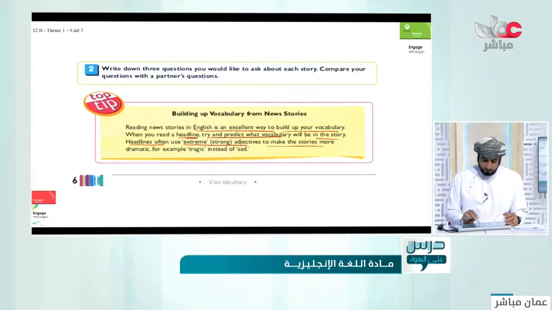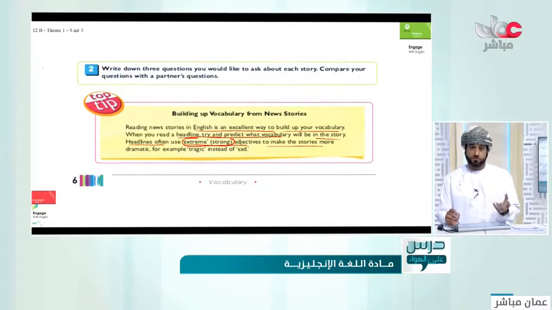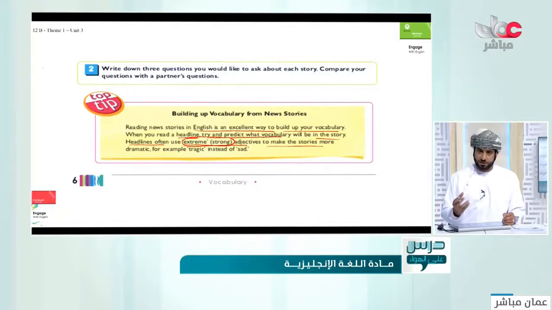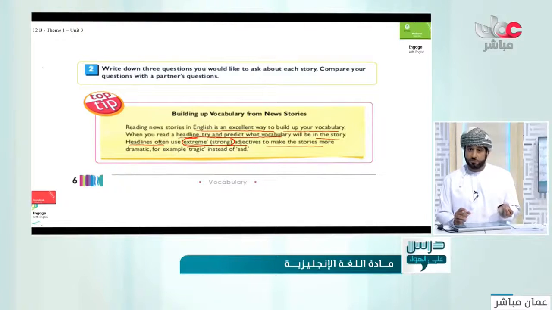Anyway, we've stopped on the words extreme adjective or strong adjective. So we have two kinds of adjectives. We have strong adjectives, and we also have what we call ordinary adjectives, which are the normal adjectives. So what is the difference between them? The strong ones have a really deep meaning and more powerful meanings, but the normal one is the standard one.